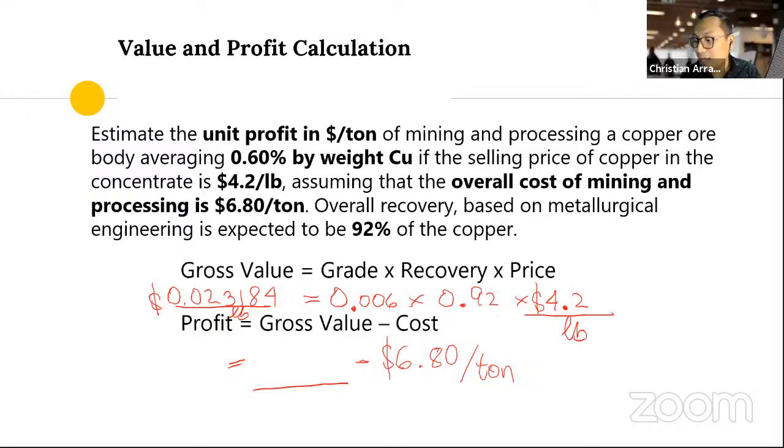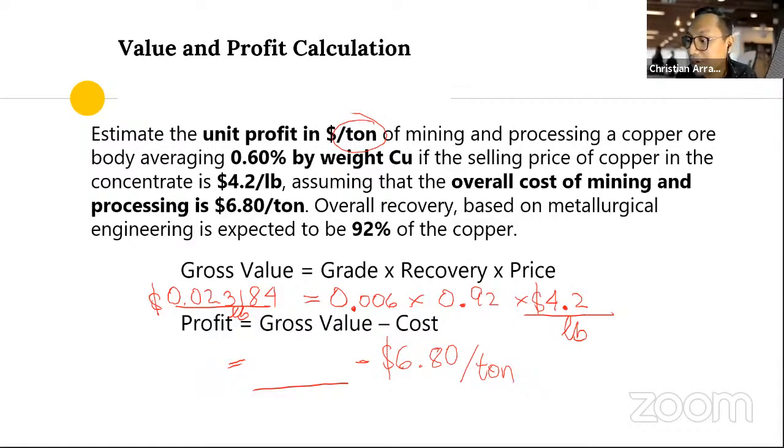Hindi tumutugma yung dollars per pound sa dollars per ton. If you notice, the answer that we got is 0.023184 dollars per every pound. But we have to subtract from that dollars per ton. Okay, so we have to convert both to the same units, no? So to be able to convert both in the same units, dapat yung answer natin ay for every ton, right? So you have to know the conversion factor.